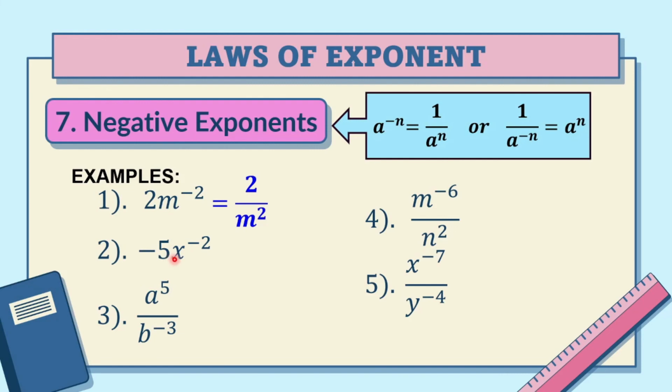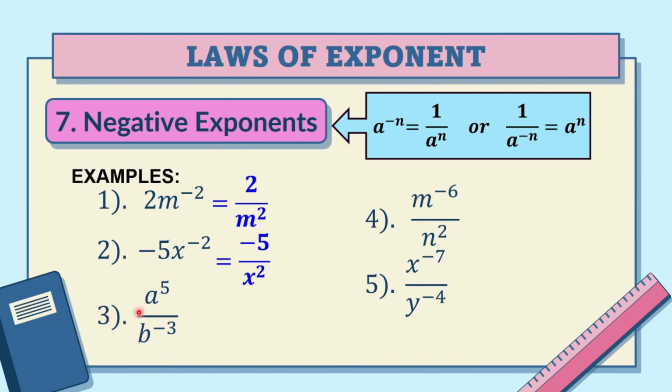Okay, let's proceed to number 2. We have negative 5, x raised to negative 2. So, if we're going to solve that, okay, that is negative 5 divided by x squared. Okay, so bakit hindi bumaba si negative 5? May negative naman, ma'am. Okay, so mapapansin niyo yung negative naman ay para sa constant, hindi naman para sa exponent. So, ang magbabago lang, which is ang ating x raised to negative 2, magiging denominator na siya. Pero ang kanyang exponent ay magiging positive na.